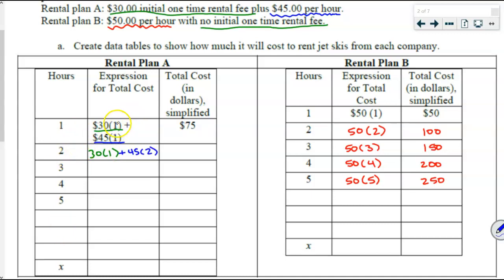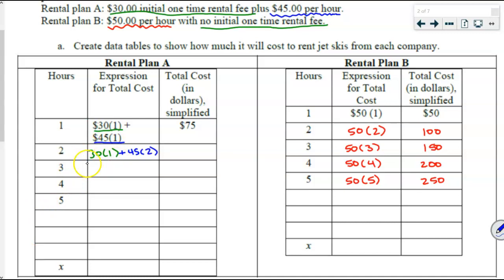Now hold on a second. 1 was in parentheses here, and that was 1. 1 was in parentheses here because it was 1 hour. Now 2 is in parentheses because it's 2 hours, but this still is a 1. Remind me why that's happening that way, Carter. Exactly. 1 time rental fee.